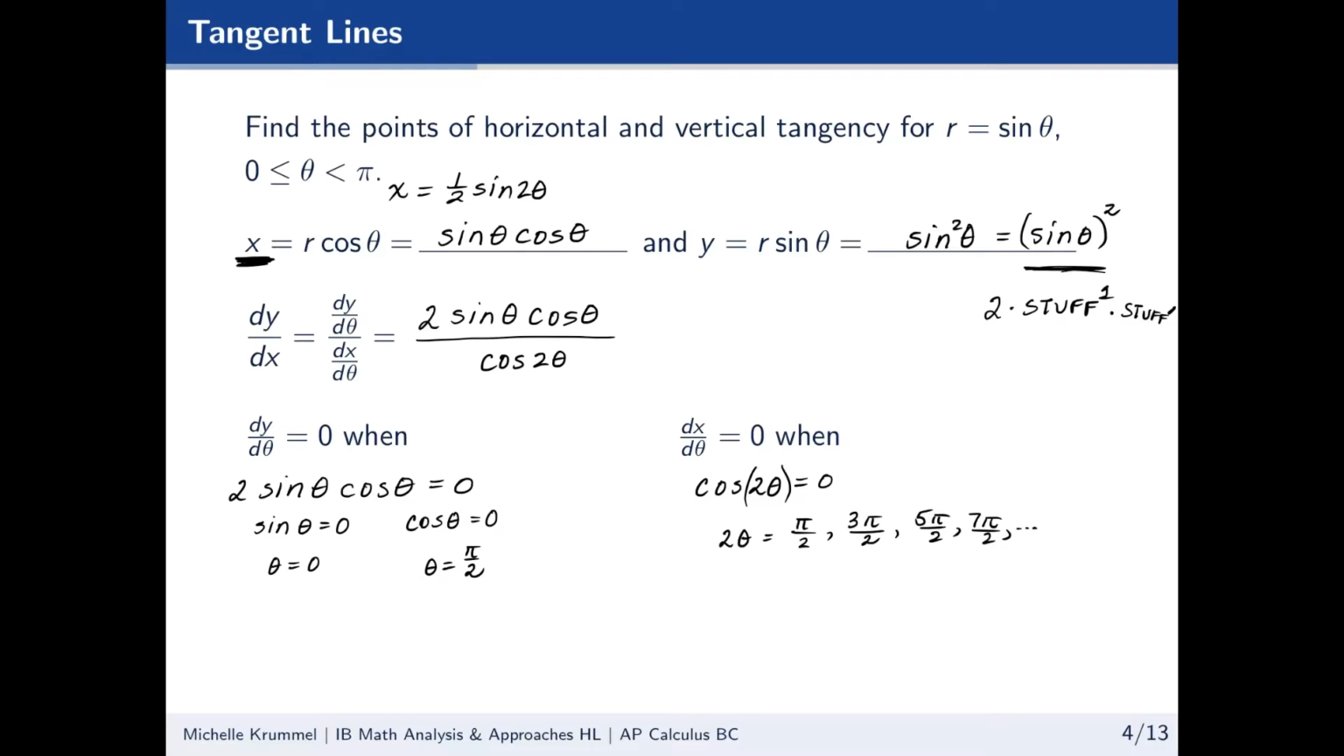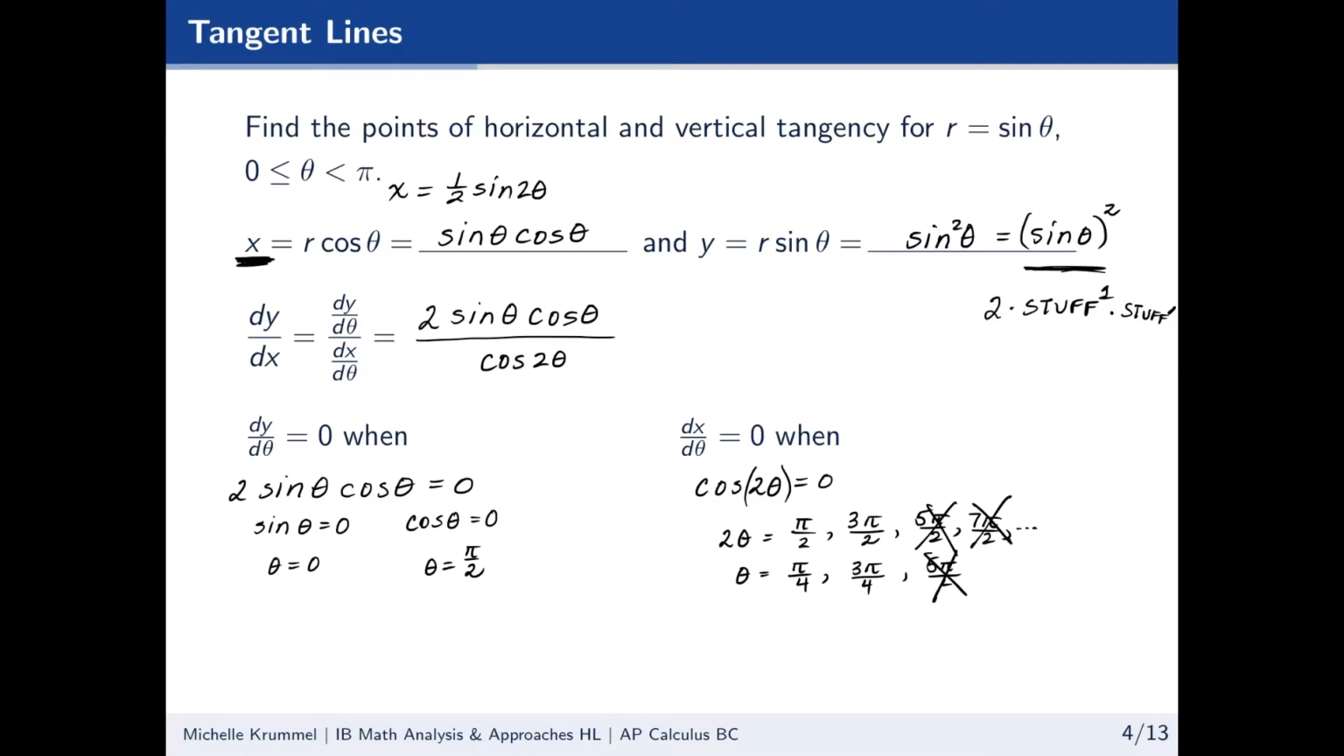So now to solve for theta, I would divide everything by 2, and that would give me pi over 4, 3 pi over 4, which is still less than pi, so I can use that one. 5 pi over 4, however, is bigger than pi, so I'm not going to use that one. And I knew I was only looking for 2 solutions there anyway.